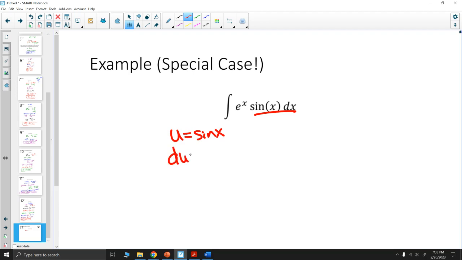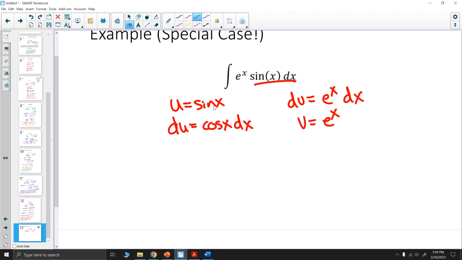So that means that du is cosine x dx. Our dv is e to the x dx. So that means that v is going to be e to the x. Okay, so u times v, I'm going to write it as e to the x sine x, minus the integral of v du. So that is cosine x e to the x. Don't ask me why I wrote it like that, but I did.